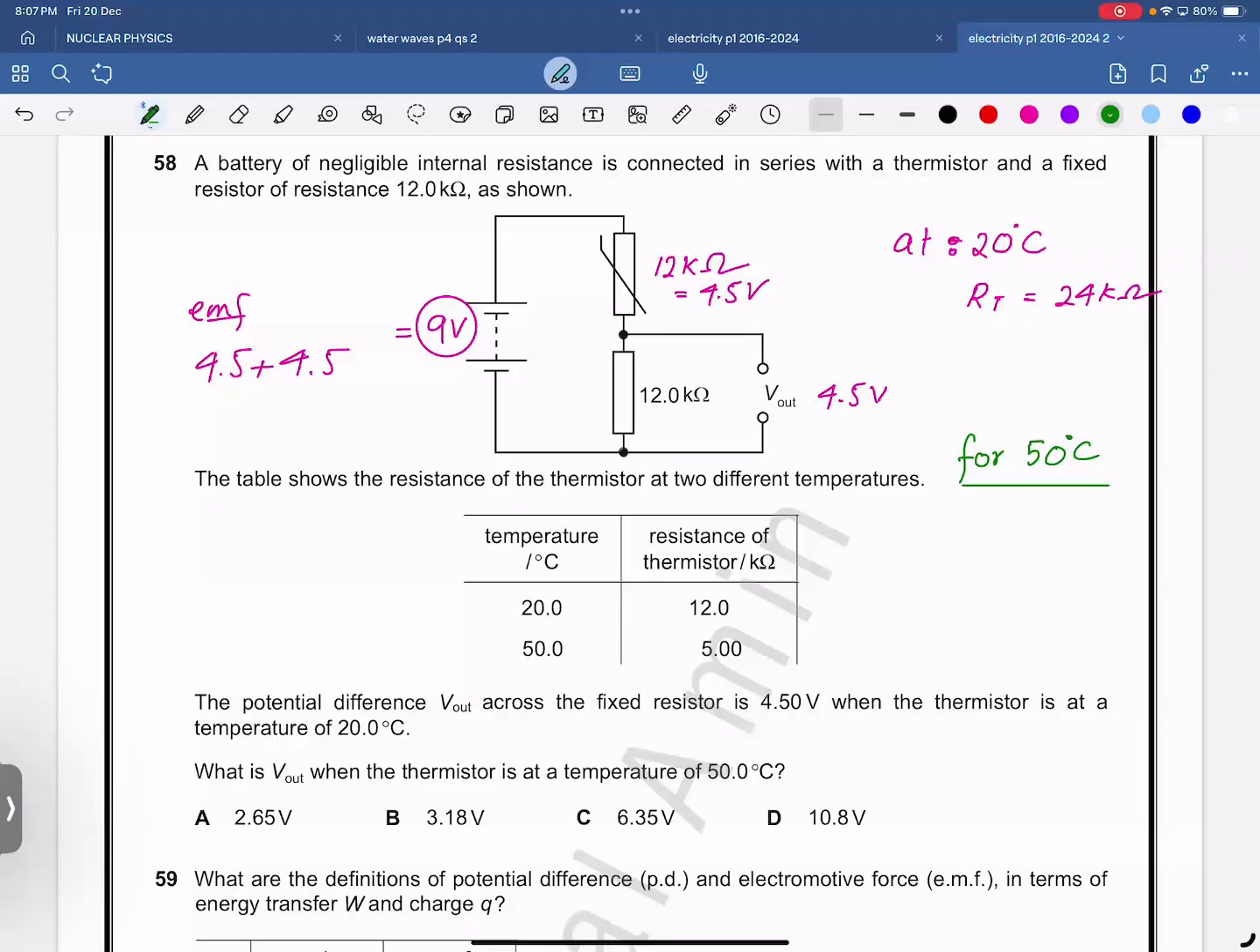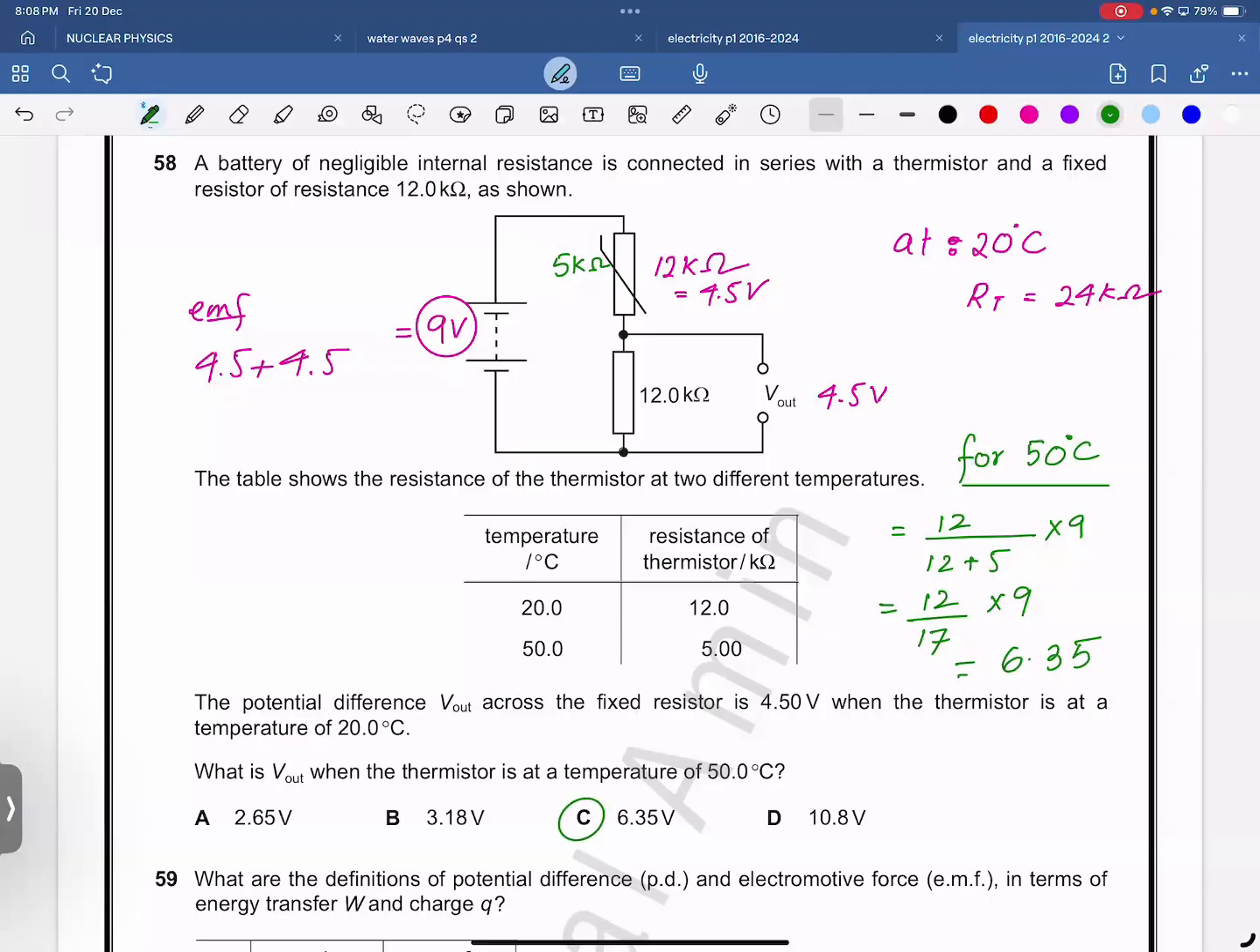Now, since you got EMF done, now I'm going to use a green color for 50 degrees. The resistance is 5 kilo. So I will use the potential divider. 12 divided by 12 plus 5 into 9. 12 over 17 into 9. Calculate. Okay, so what's the answer? 6.35.